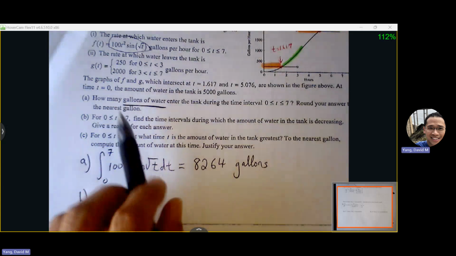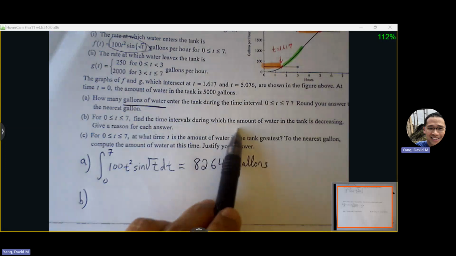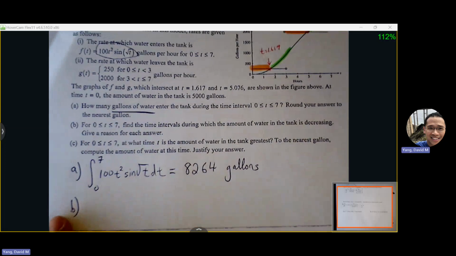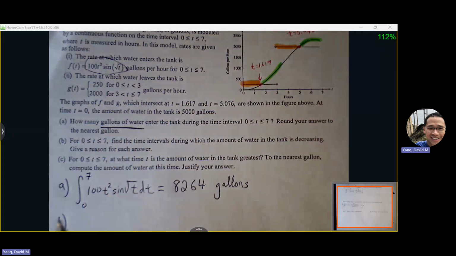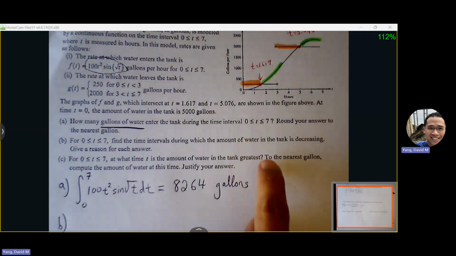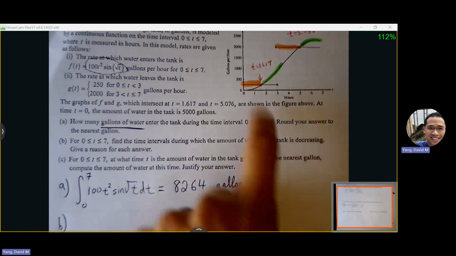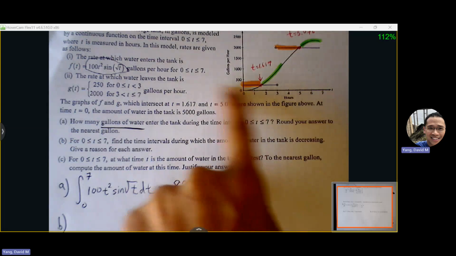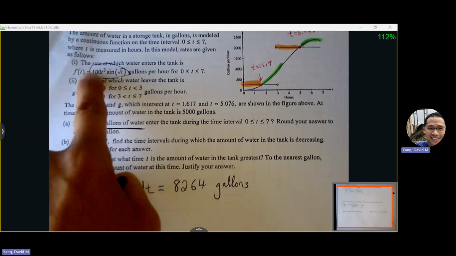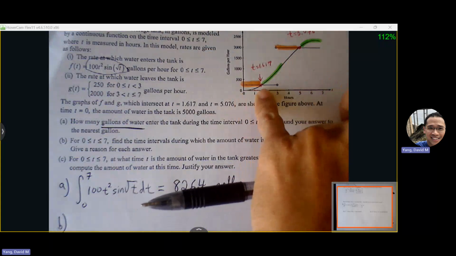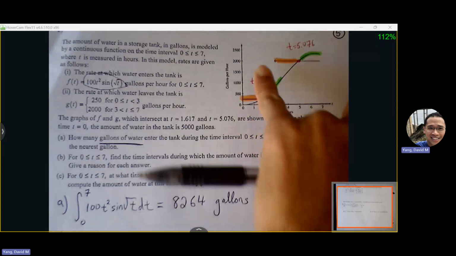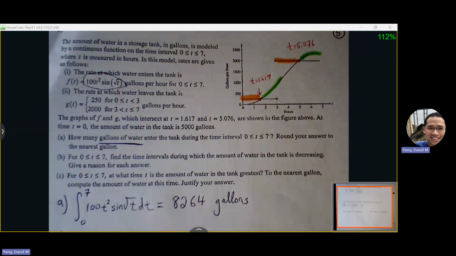Part B, between 0 and 7 hours, find the time interval during which the amount of water in the tank is decreasing. So we already visualized what's happening, so now it makes it a lot easier. We know the water is going to be decreasing whenever G of T is greater than F of T, right? Whenever G of T is greater than F of T, then we know water level is falling. So we highlighted that from 0 to 1.617, and again, also from 3 to 5.076. Because G of T is greater than F of T.